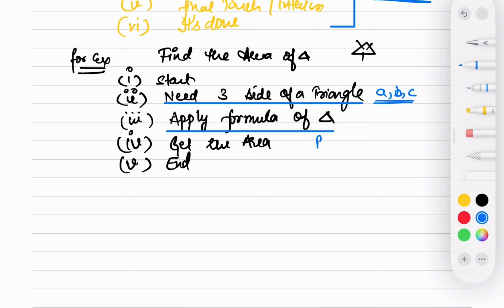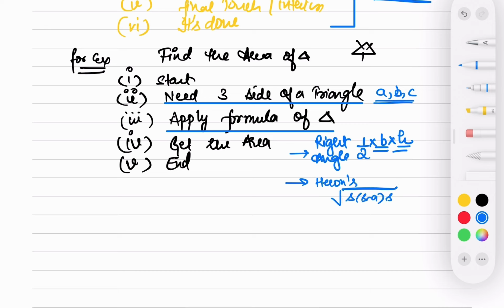If you are solving a right angle triangle problem, what formula will you need? Half base into height. There you just need two values, so you will not need the three sides. Then the other is Heron's formula. If you know this formula, it's the square root of s minus a, s minus b, and s minus c. This is again a formula, and here also you have to define what is s. So s is nothing but a plus b plus c.